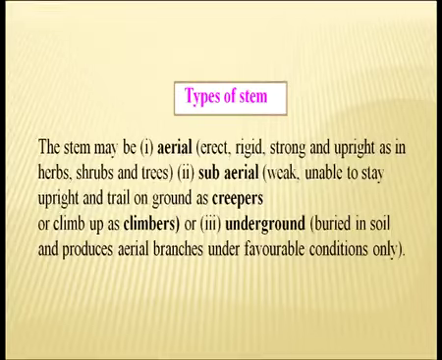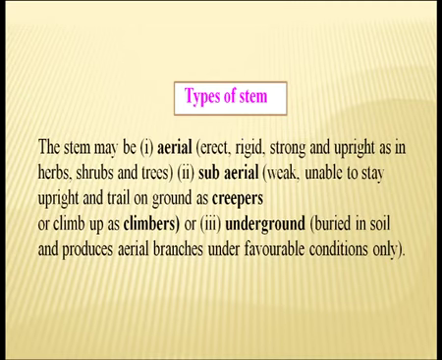So, the types of stems we will now discuss: the stem can be aerial, which means it is erect, rigid, strong and goes upright, for example in some trees, herbs, shrubs, and subaerial, which is weak and grows parallel on the ground. For example, you must have seen money plant or grass which grows on the ground. Grass cannot stand erect because it has a weak stem. And some money plant kind of plants can climb up on the walls.